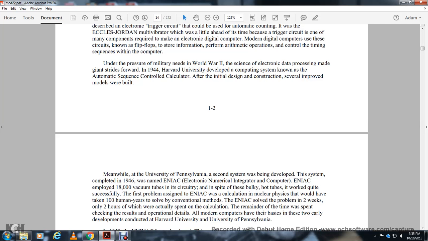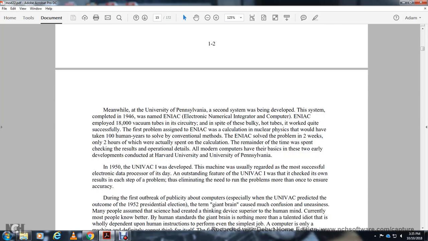The Electronic Numerical Integrator and Computer employed 18,000 vacuum tubes in its circuitry, but despite the bulky hot tubes, it was quite successful. The first problem solved was a calculation in nuclear physics that would have taken 100 human years by the conventional method. The computer solved the problem in two weeks, with only two hours actually spent on the calculation. The remainder of the time was spent checking the results and operating details. All modern computers have their basis in these two early developments conducted by Harvard and the University of Pennsylvania.